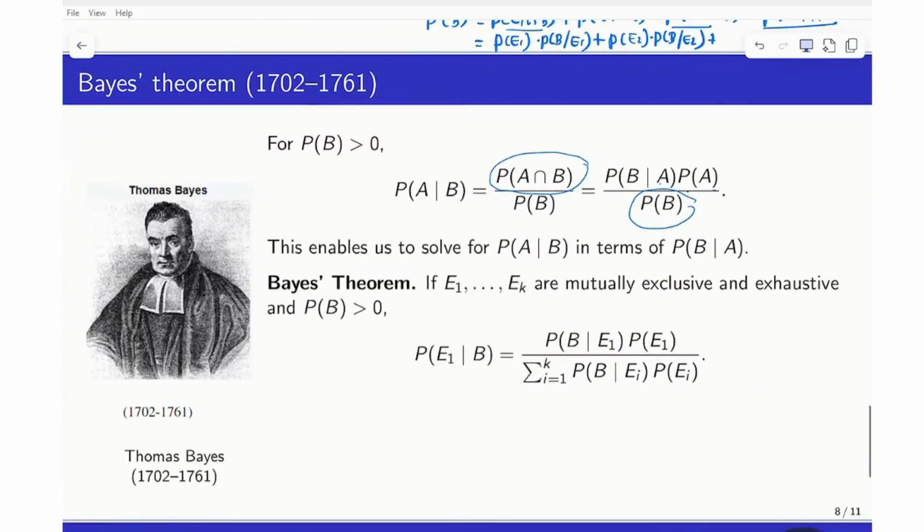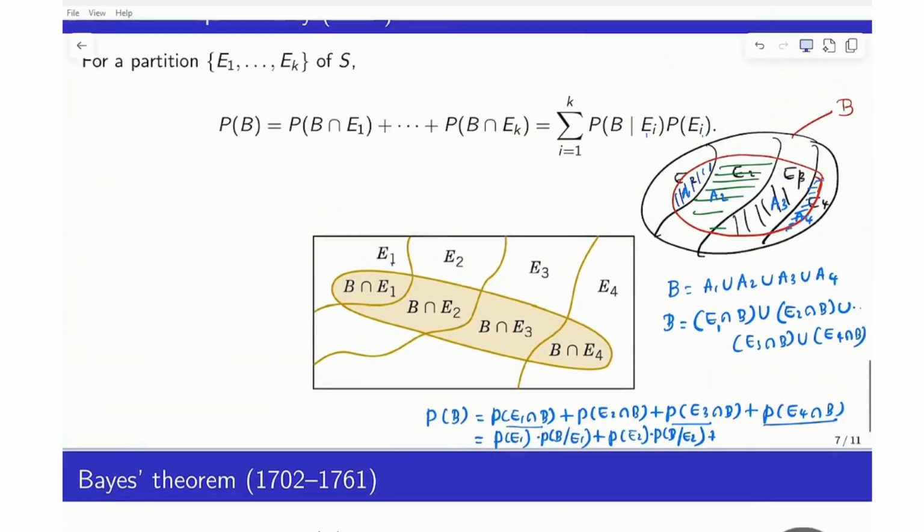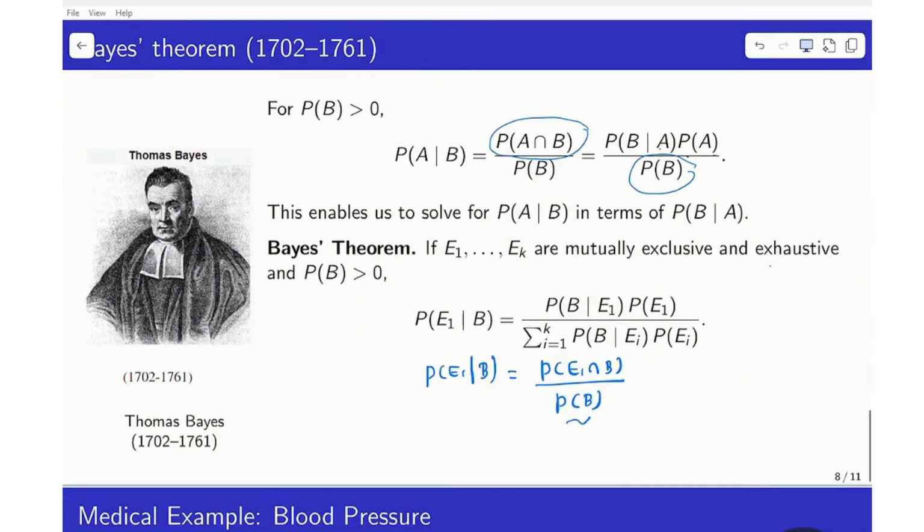Assuming E1 to Ek are mutually exclusive and exhaustive, and also the probability of B is greater than 0, you can write the probability of E1 given B as the probability of E1 intersect B divided by the probability of B. For the bottom part we can use the total probability rule, and for the top part we use the conditional probability.